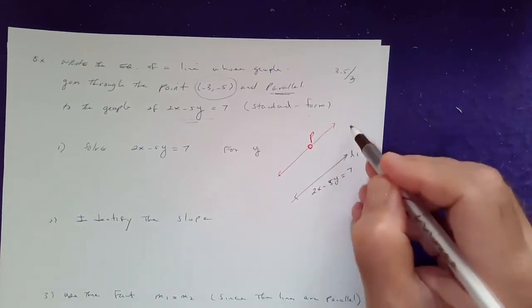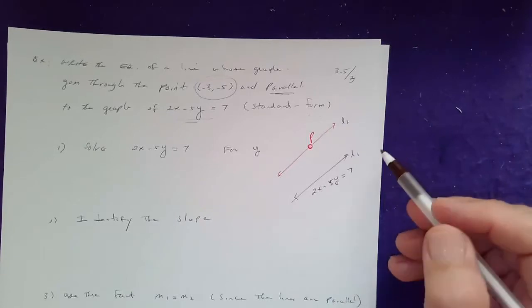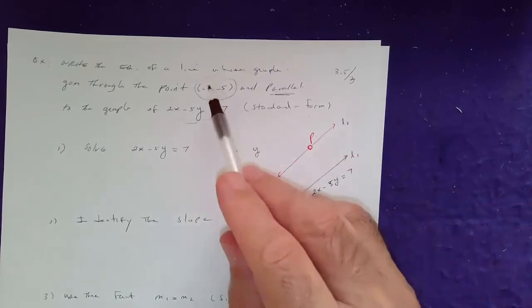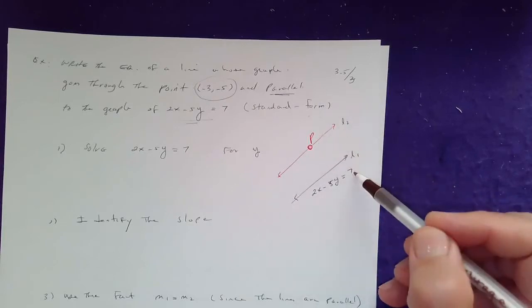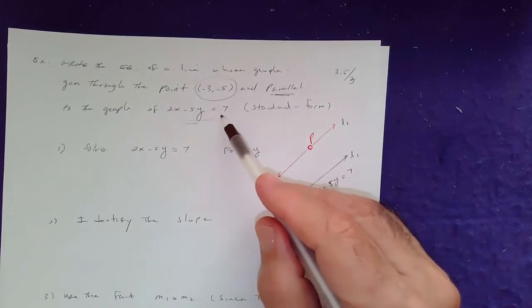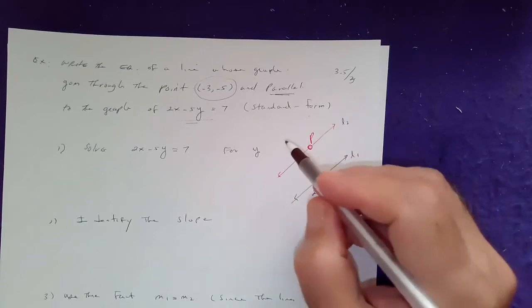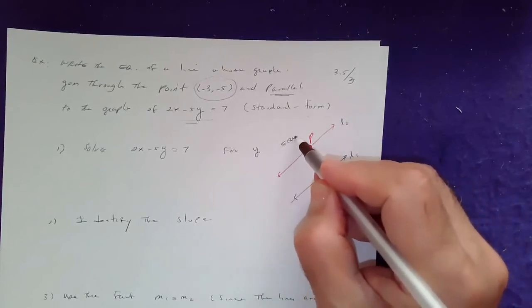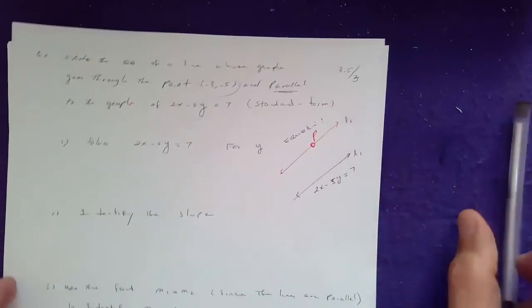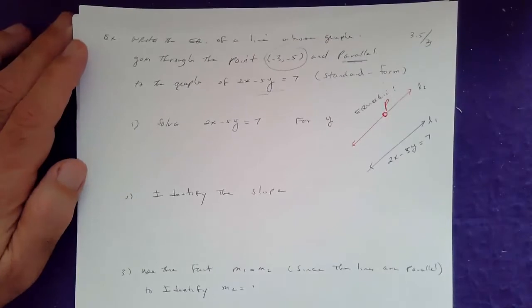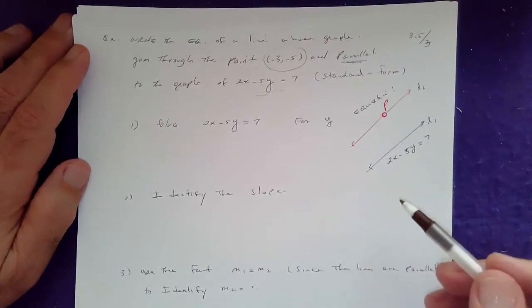Excuse me. So this is L1, this is L2. Notice line number 2 has to go through this point, and it has to be parallel to the graph of this equation. So the idea is, can you tell us what is the equation of this red line? Yes. So there are 4 steps. So let's go through the steps to find the answer.